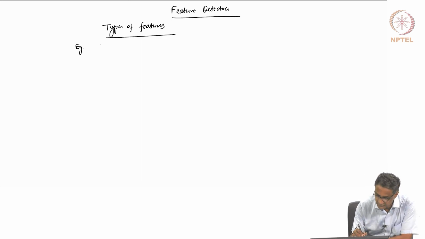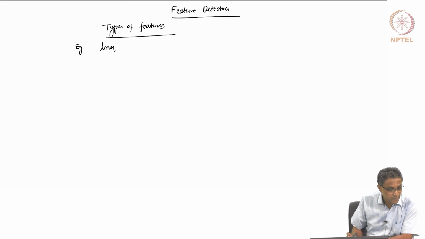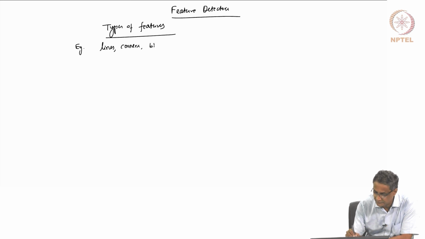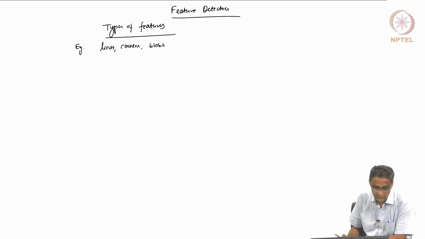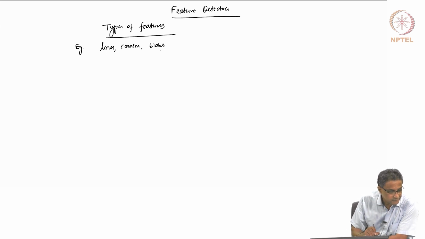So an example could be corners. Well, in fact, we could start with lines and edges. That's something that we saw earlier. So you can think of lines, corners, blobs. There could be so many things that you can think of as features, and so on, etc.